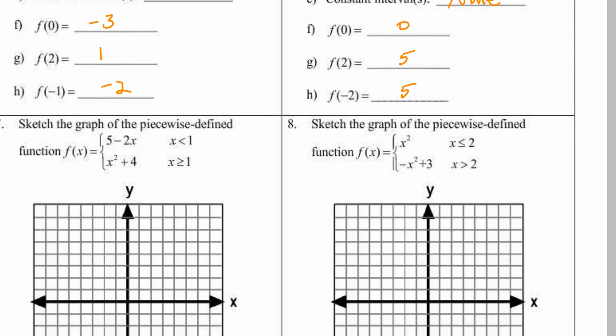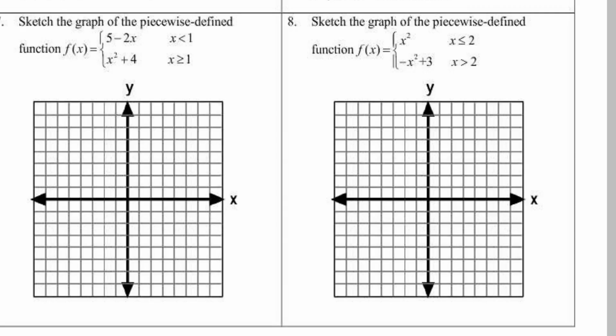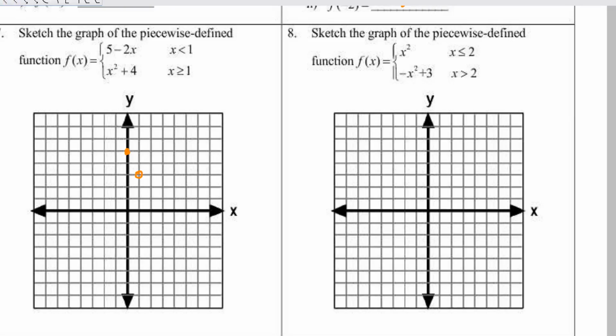Moving on to the piecewise functions. What I would actually suggest you do for these, you can sketch them by hand, or you can use the graphing calculator and then use the table on the graphing calculator to make the sketch. What we're going to do real quick is, we know that we have this line 5 minus 2x when x is less than 1. That is going to be a line that crosses the y-axis at 5, has a slope of negative 2. It does not exist at positive 1, but it exists everywhere before positive 1.